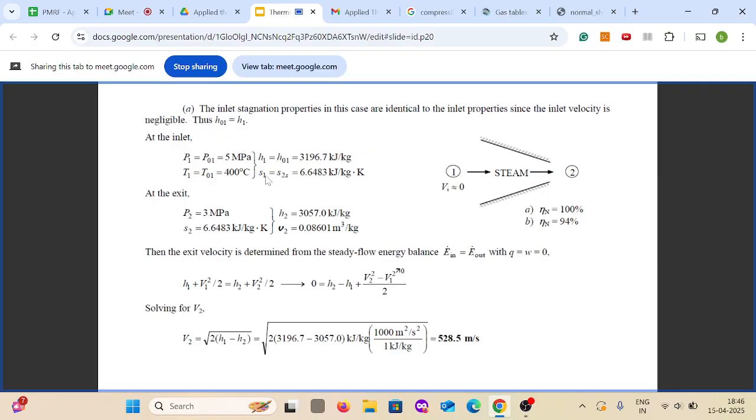And similarly the entropy at this condition is 6.6483 kilojoule per kg Kelvin. This value you are getting from the steam table.